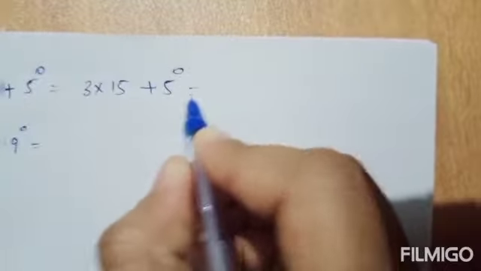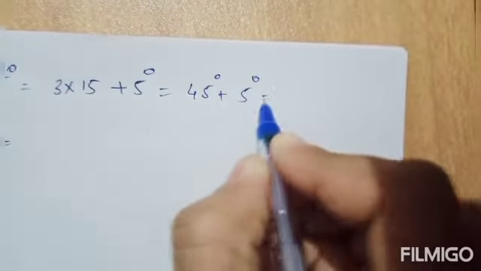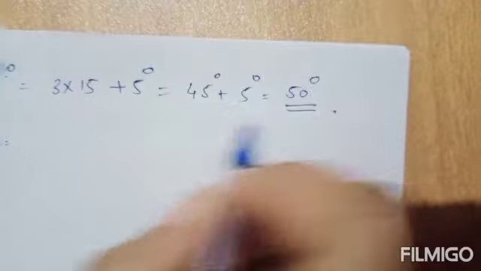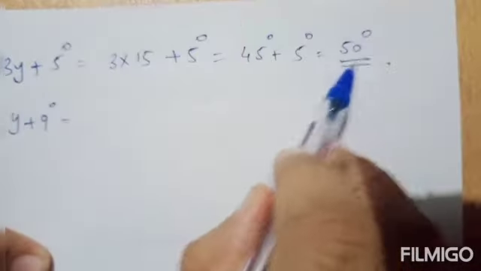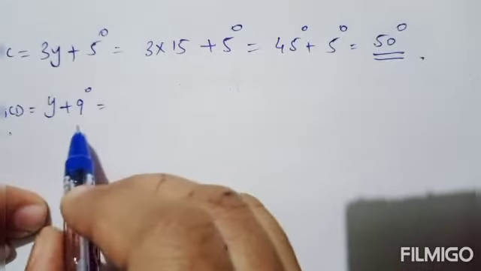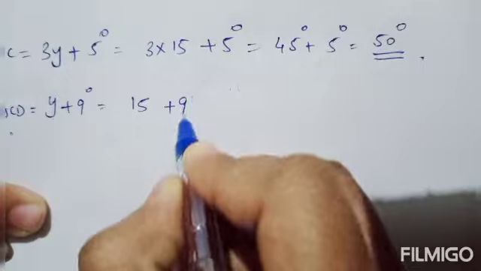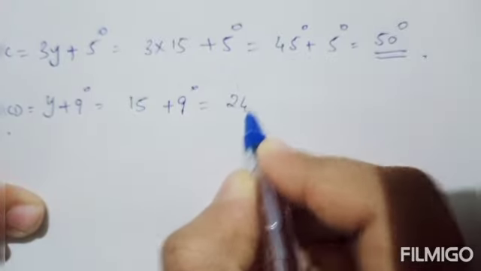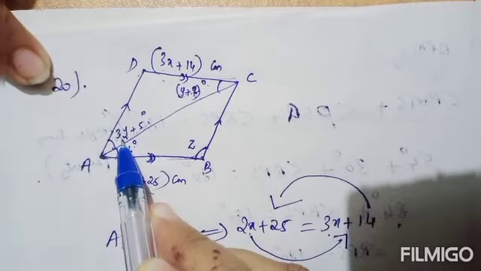Okay, 3 into 15 is 45 degree plus 5 degree, you will get 50 degree. So angle DAC equal to 3y plus 5 degree equal to 50 degree, you got. Next, angle ACD equal to y plus 9 degree, that is y it is 15. So 15 plus 9 degree, you will get 24 degree. Okay, so in this triangle, this angle is 50 degree.